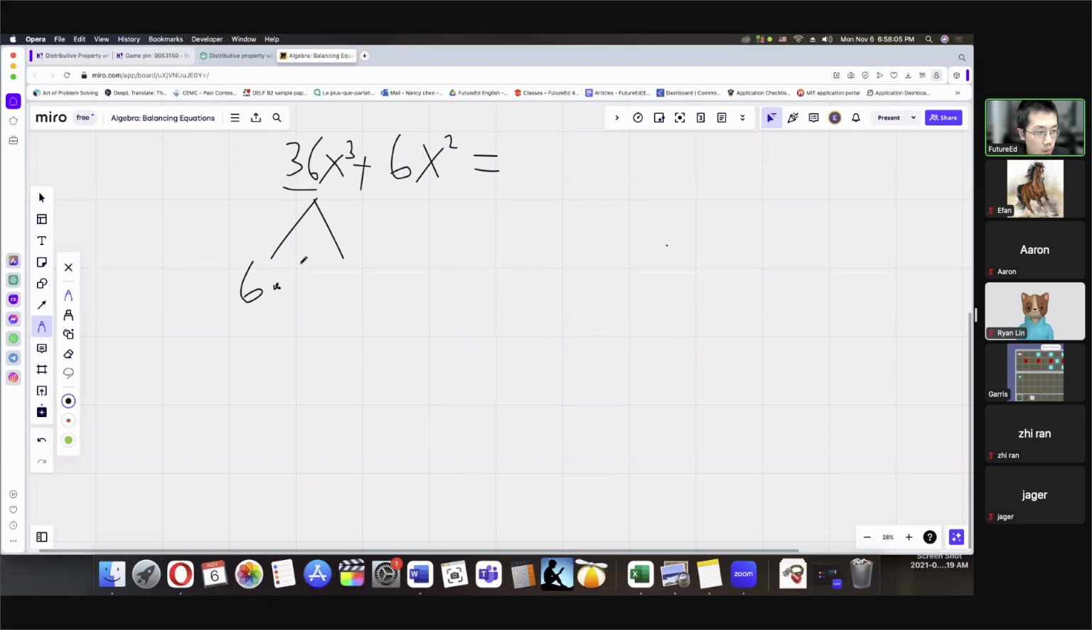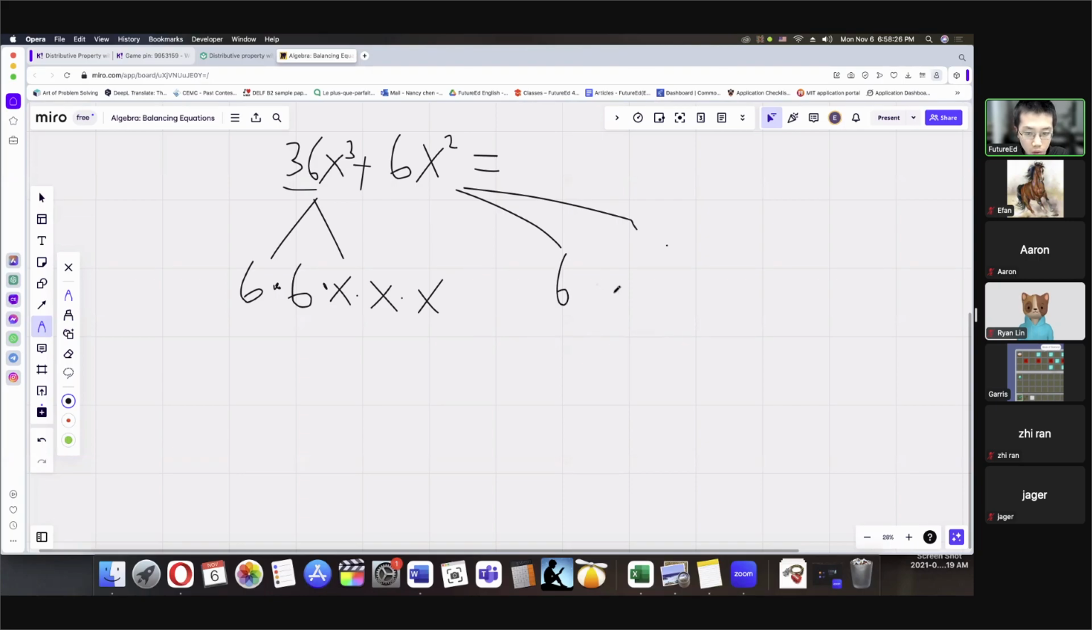Is 6 times 6 times 6. Exactly. So 6 times 6 is 36, and then it's times x times x times x, because x cubed is 3 x's multiplied by each other, right? And then what about 6x squared? How can we break that down?